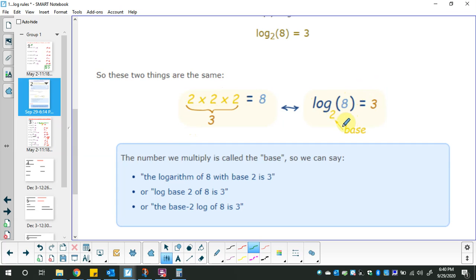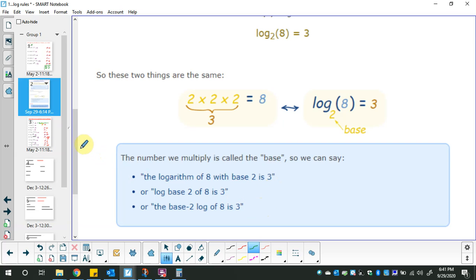So this is the base, like I said. So the logarithm of 8 with base 2 is 3. This is the one I prefer. Log base 2 of 8 is 3. Or the base 2 log of 8 is 3. So there's 3 ways that you can actually say this.